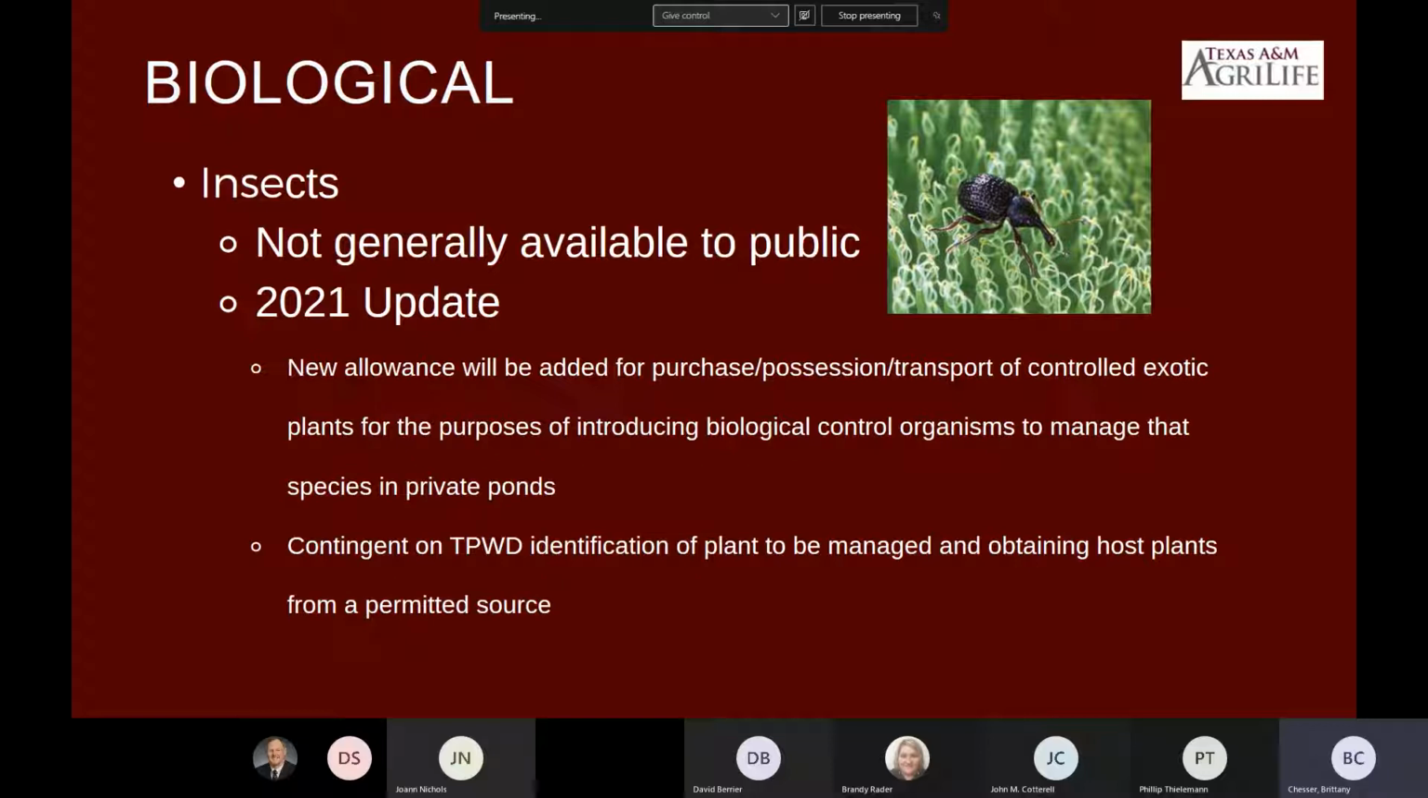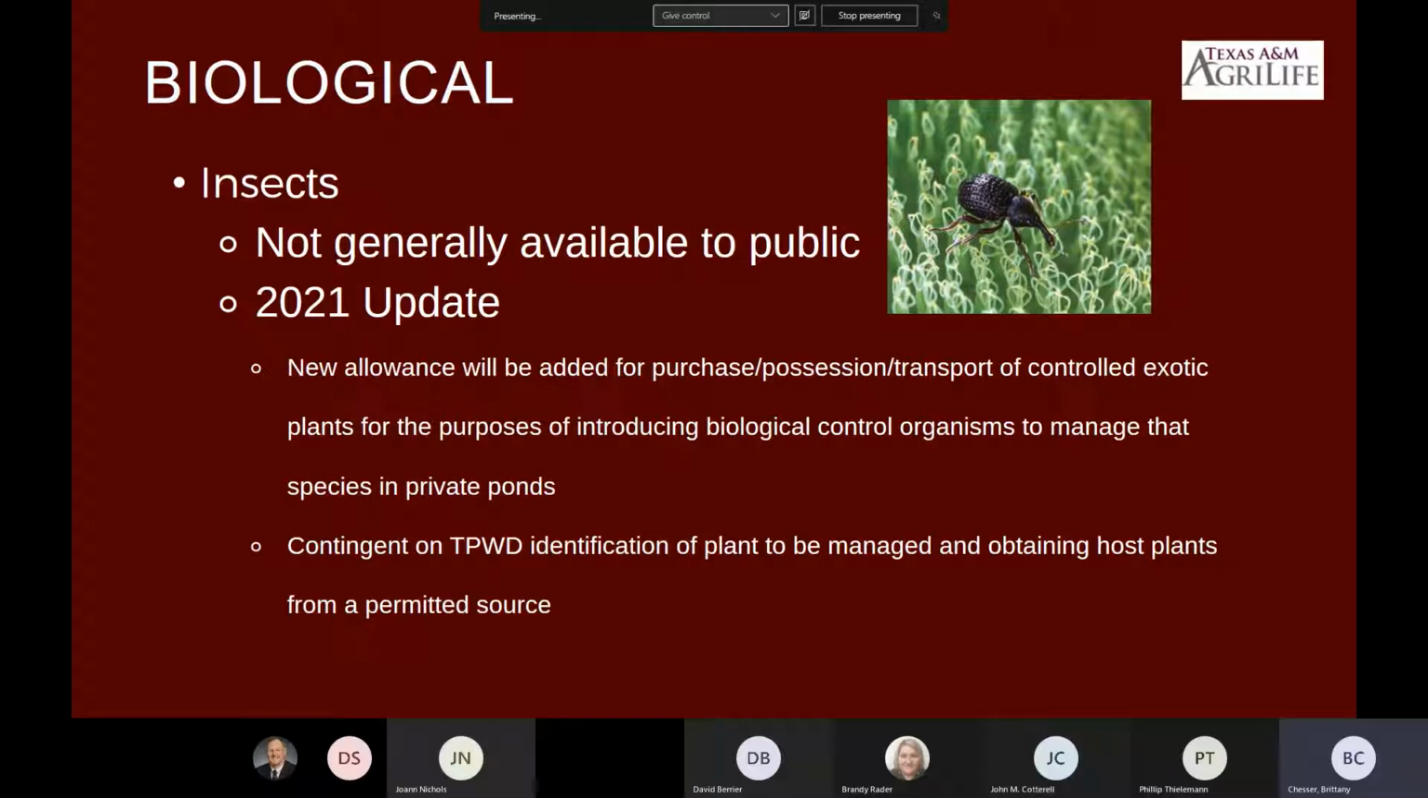Effective January 27th, 2021, Texas Parks and Wildlife had a new ruling that encourages and facilitates increased biological control production. What that means is that under this new permit, facilities will be allowed to sell biological control organisms, like our giant Salvinia weevil, with the exotic plants that serve as hosts, so your giant Salvinia. This is for the purpose of introducing this biological control agent.